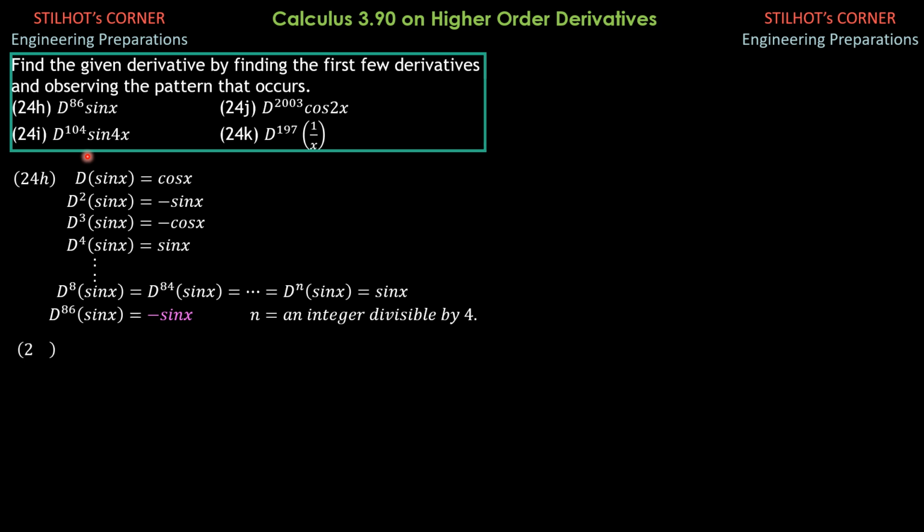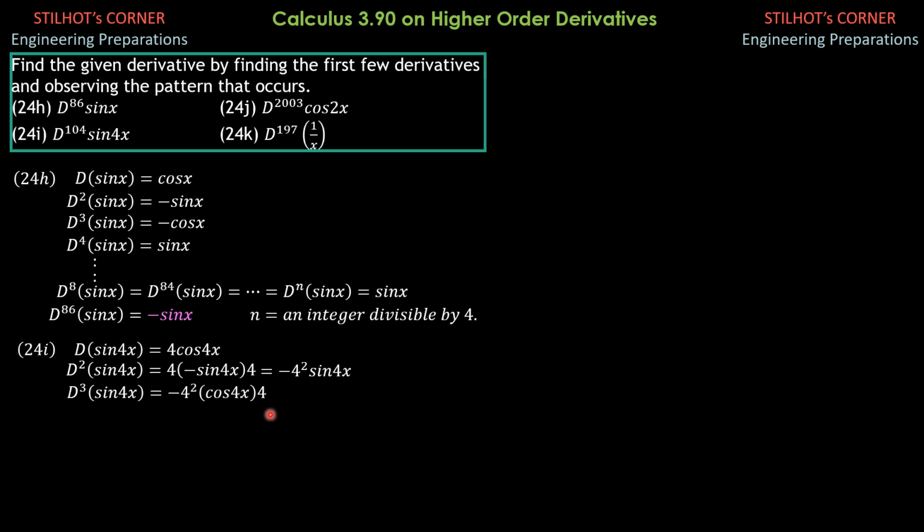We proceed to 24I. The first derivative of sine 4x is cosine 4x times 4, so it is 4 cosine of 4x. The second derivative is 4 times the derivative of cosine 4x, which is negative sine 4x, then times 4 again, so it is negative 4 squared sine of 4x. The third derivative is negative 4 squared cosine 4x times 4, so that's negative 4 cubed cosine 4x.